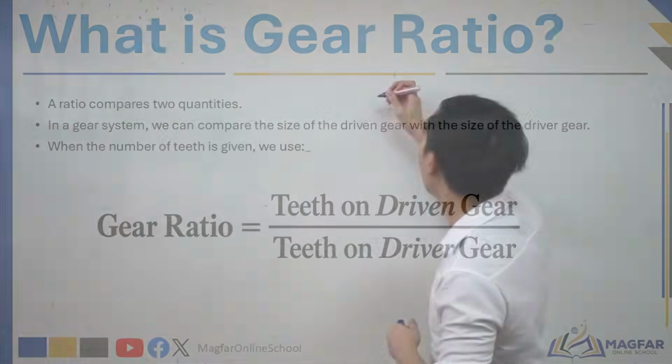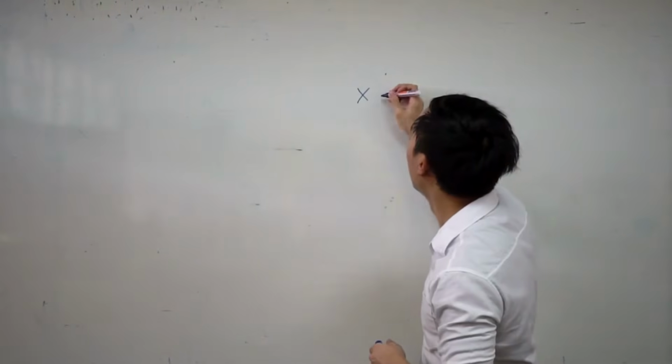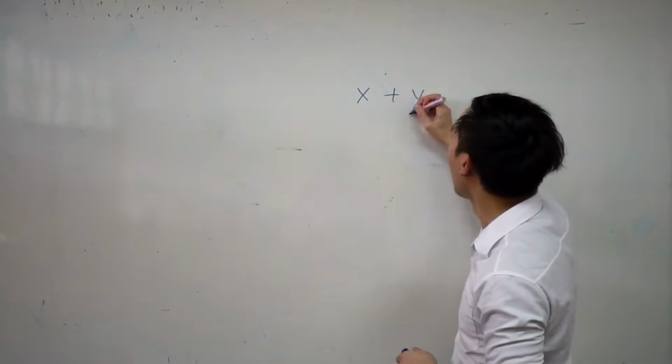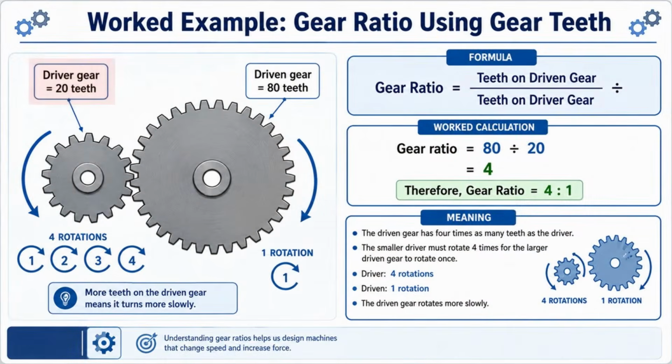Let us work through an example of calculating gear ratio using the number of teeth. Suppose the driver gear has 20 teeth, and the driven gear has 80 teeth. Gear ratio equals 80 divided by 20. That equals 4. Therefore, the gear ratio equals 4 to 1.